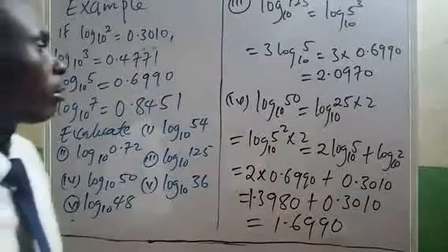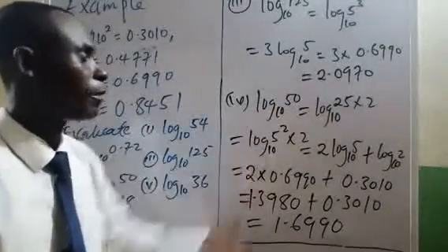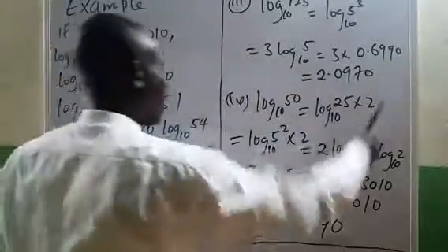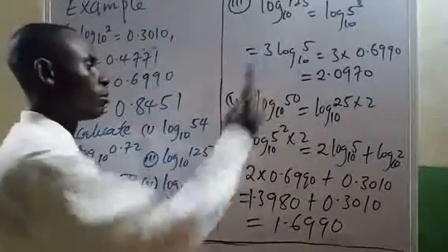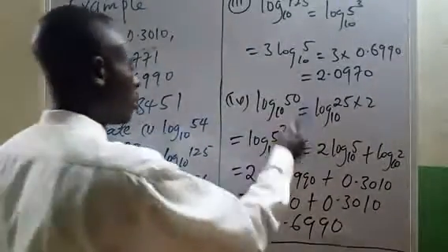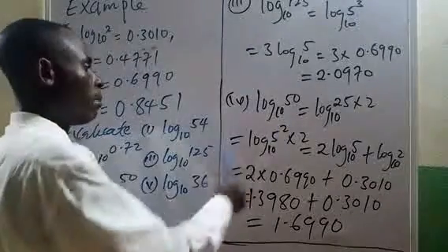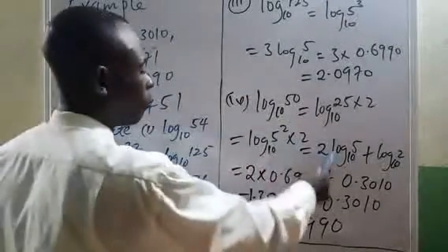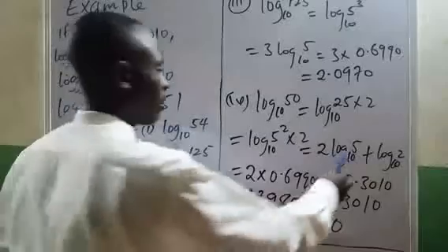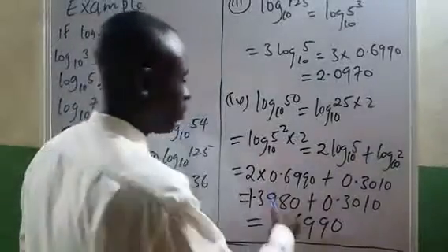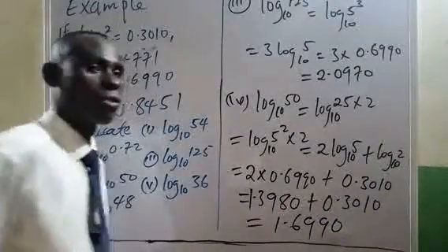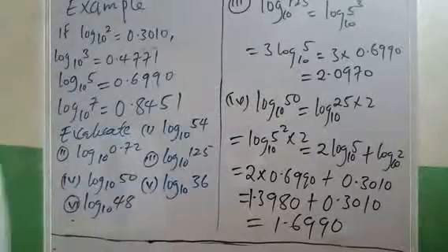So it's just the same way. All you need to do is to simplify. We have 50 is 25 times 2. 25 is 5 raised to the power of 2. That will be times 2. Remember the law, the 2 will come down to give us 2 log 5 base 10 plus this. So substituting the values, we'll get this answer.